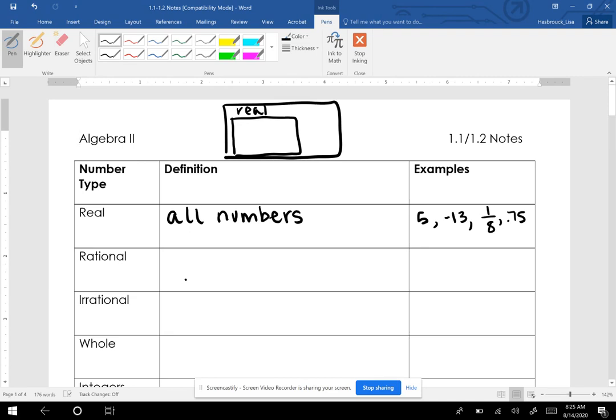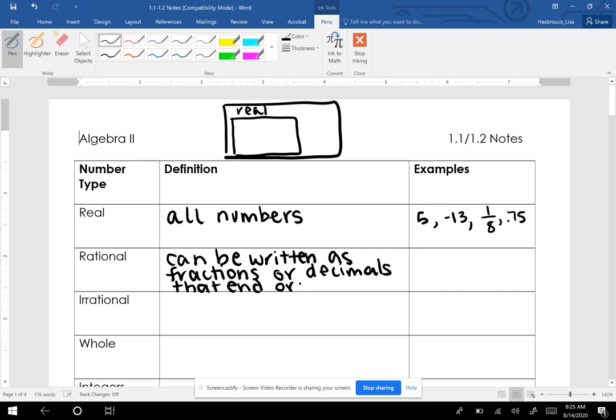Okay. Rational numbers can be written as fractions or decimals that end or repeat. And that last part is really important. Okay, those decimals have to end or repeat. They can't keep going on.